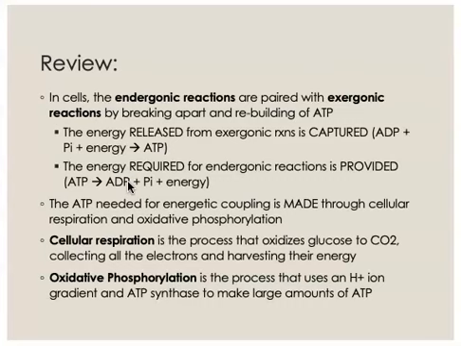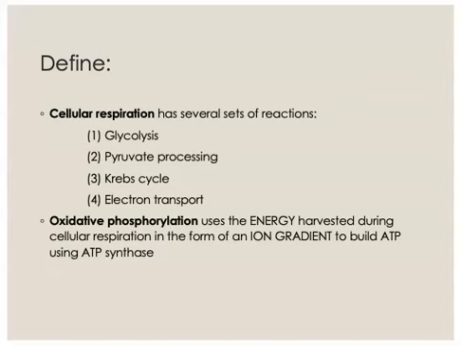So, cellular respiration is actually a long series of chemical reactions. It's actually grouped into several sets of reactions. The first is glycolysis, then there's pyruvate processing, the Krebs cycle, and finally electron transport. Oxidative phosphorylation is going to use the energy that is harvested during cellular respiration in the form of an ion gradient, a hydrogen ion gradient, to build ATP using the enzyme ATP synthase.